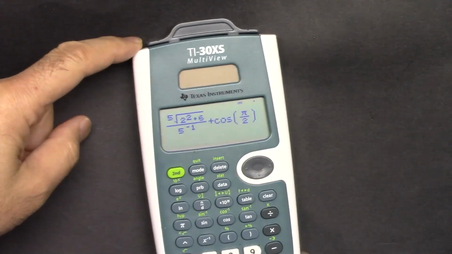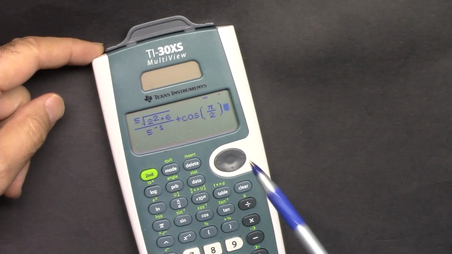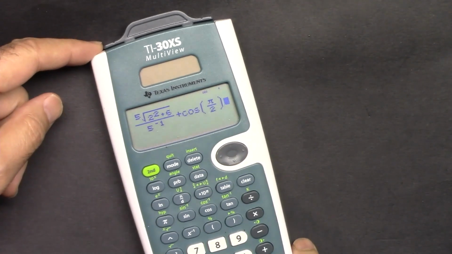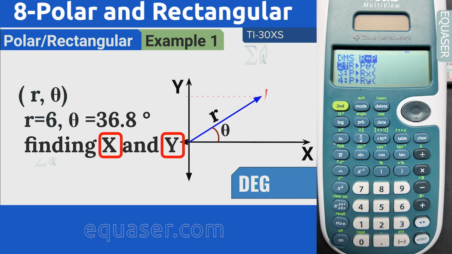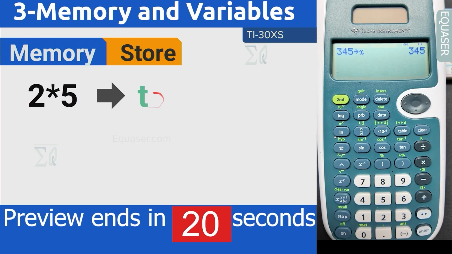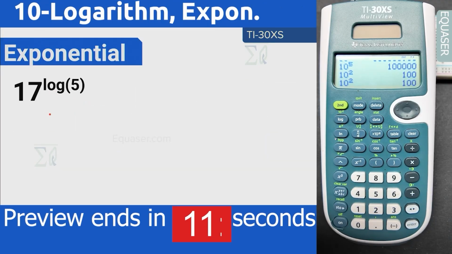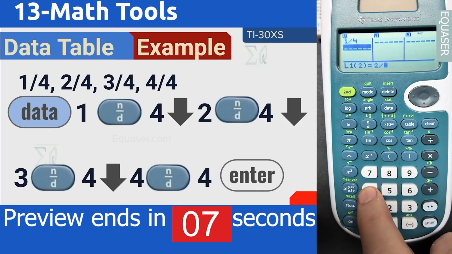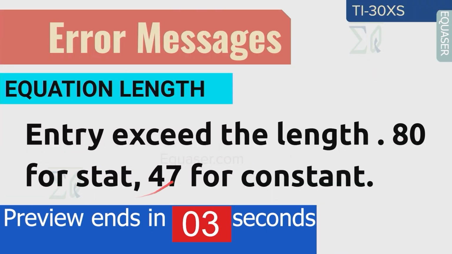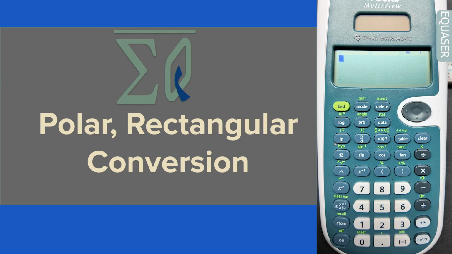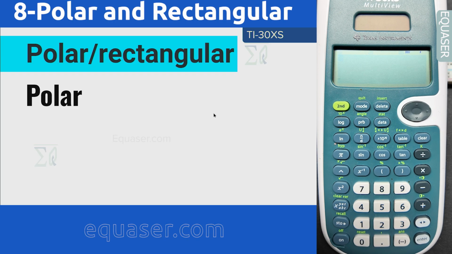In this video we are going to use this TI-30XS scientific calculator to learn how to convert polar and rectangular. This video is part of a full video manual for this calculator. The link to watch that video is below this video in the description. Now let's do some polar and rectangular conversion.